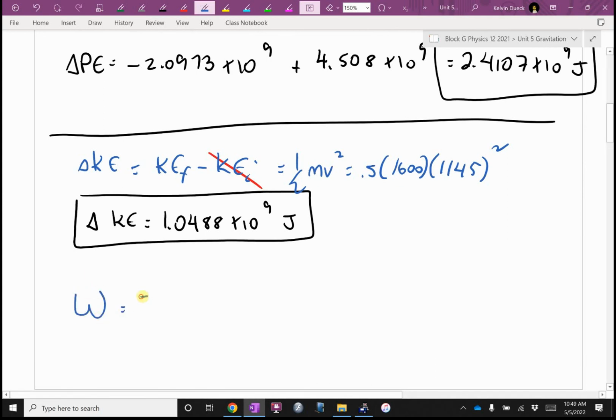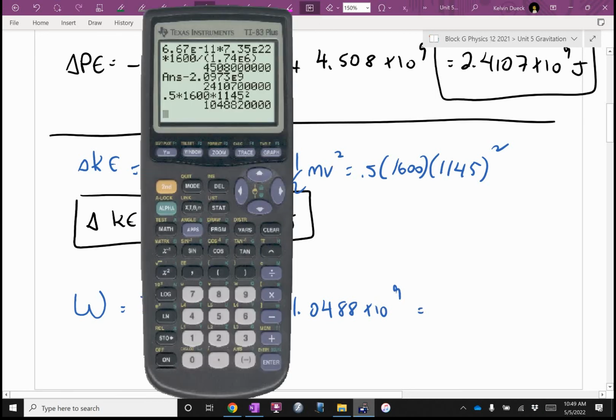Wow. It's going to be 2.4107 times 10 to the 9th plus 1.0488 times 10 to the 9th. 2.4107 times 10 to the 9th, plus, I can just go answer button. Alrighty, 3.46 times 10 to the 9th.